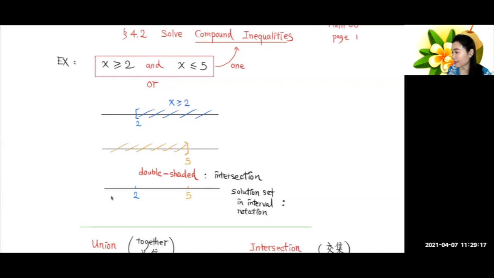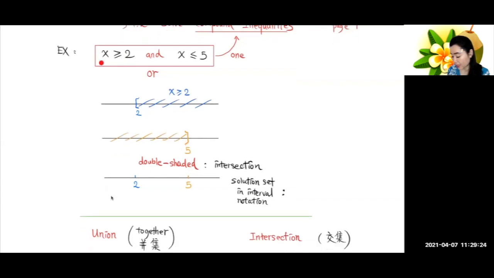When the endpoint is included, we use a bracket instead of a parenthesis. So, bracket over here. Now, this compound inequality says that x has to be greater than or equal to 2 and also less than or equal to 5. So what are those numbers greater than or equal to 2 and also less than or equal to 5? Where are those numbers?